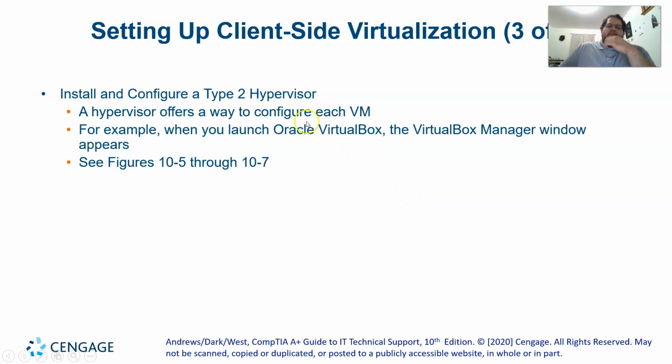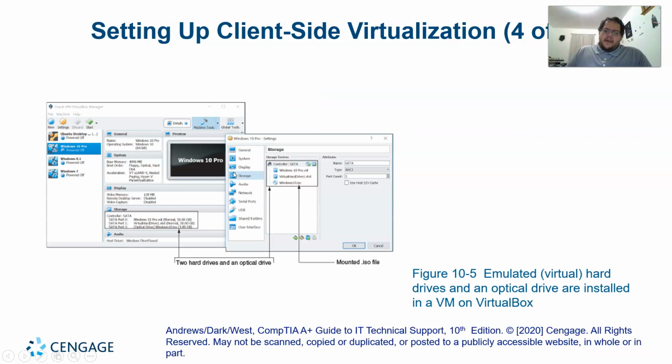When you install and configure a Type 2 hypervisor, first of all, you want to install one of the software: VMware Workstation, Virtual PC by Microsoft, or Oracle VirtualBox. Then you want to see the different operating systems. So we're going to go through different pictures and talk about it.